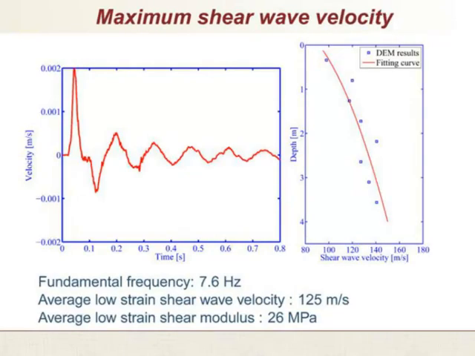We wanted to also get a feeling for the shear wave velocity. So at low strain, we were able to measure the fundamental frequency of the system. It was about 7.6 hertz. Pay attention to this number. The fundamental frequency in terms of shear wave propagation is 7.6 hertz, and this corresponds to a shear wave velocity of 125 meters per second and a low strain shear modulus of 26 megapascals.